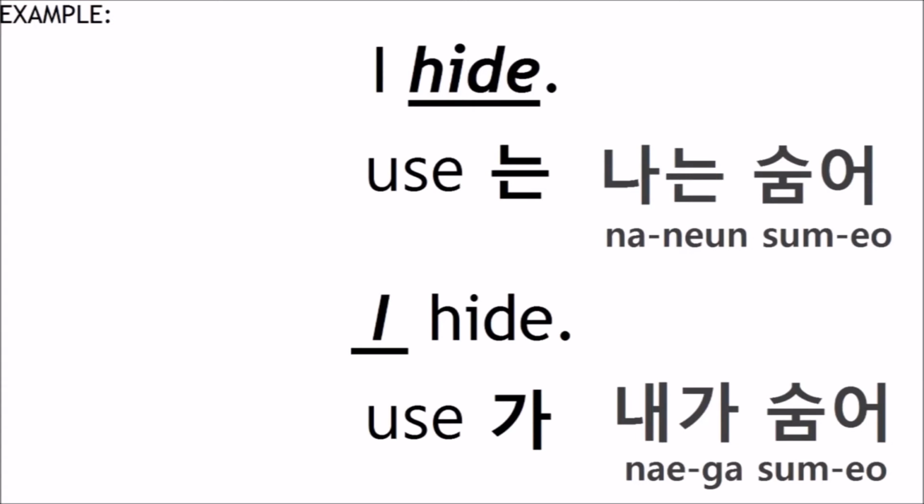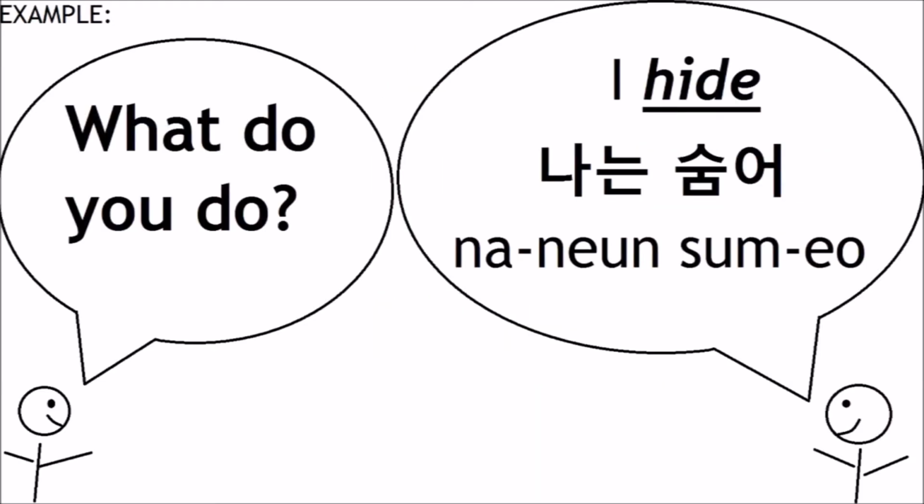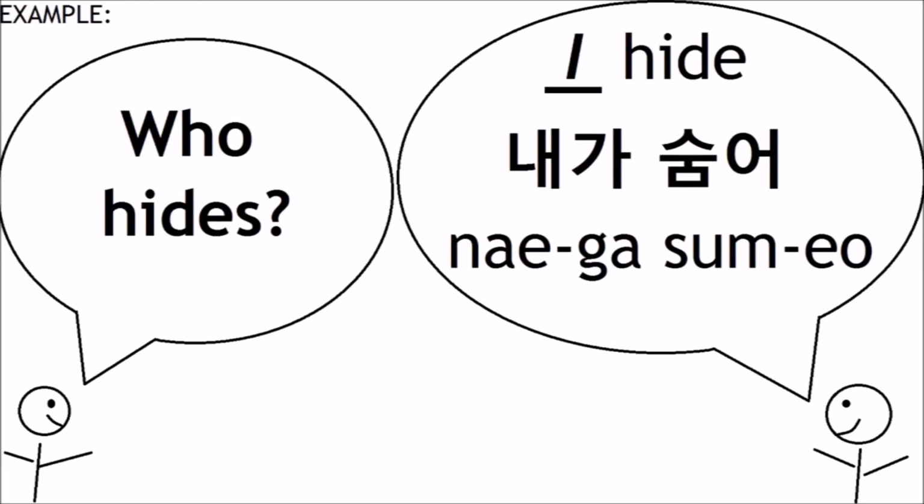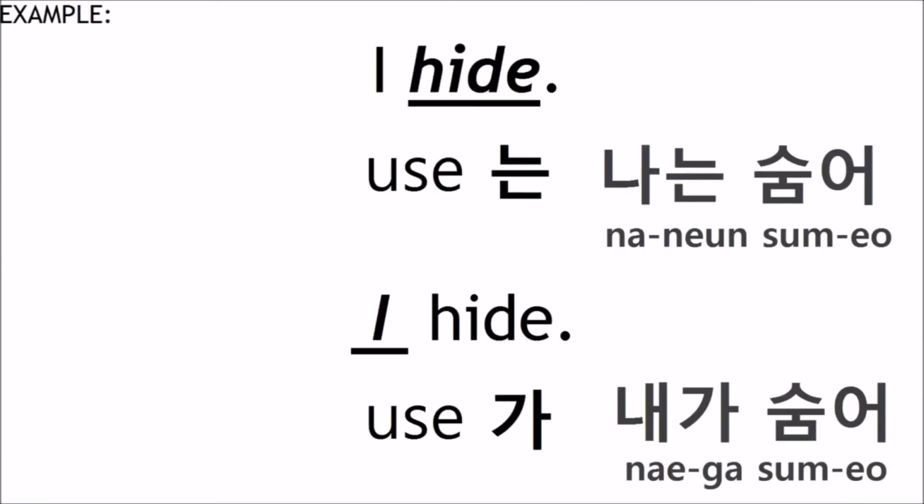Let me give you an example situation because subject markers can be tricky to understand. If I ask, what do you do? You answer, 나는 숨어. I hide. That's what I do. If I ask, who hides? You answer, 내가 숨어. I hide. That's who. Do you see the difference? Ga emphasizes the subject, and neun emphasizes the action.